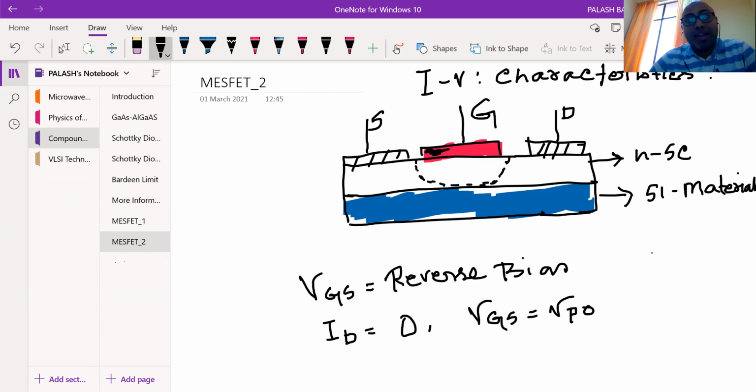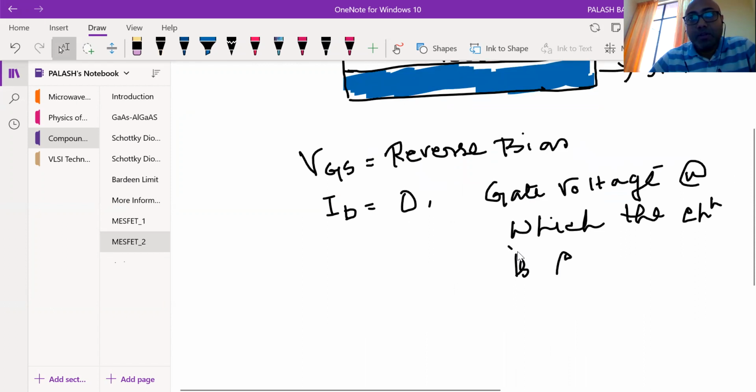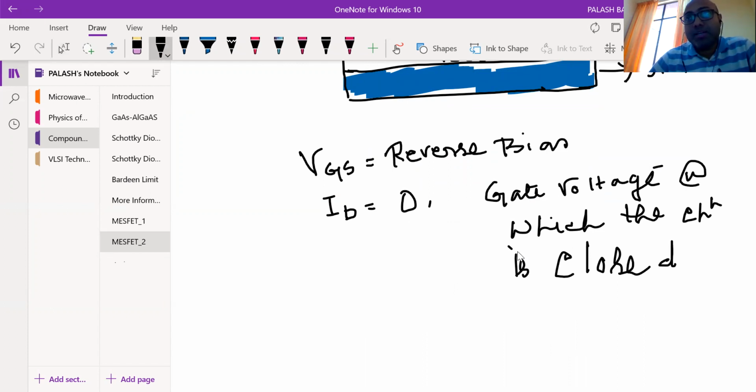Let us modify this definition: it is the gate voltage at which the channel is closed. We write it as VP0. Here I have to clarify this nicely.